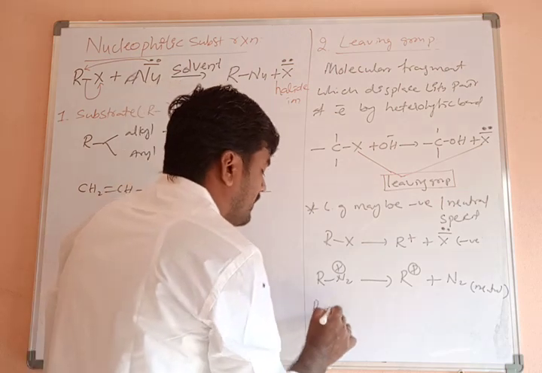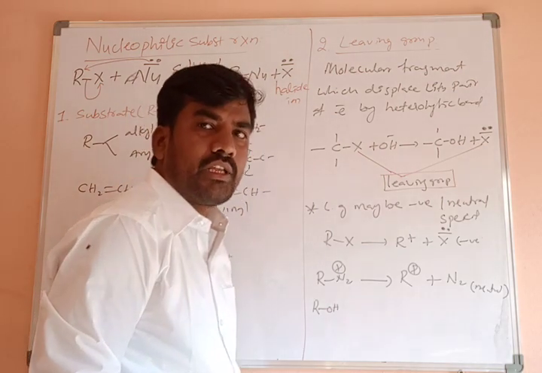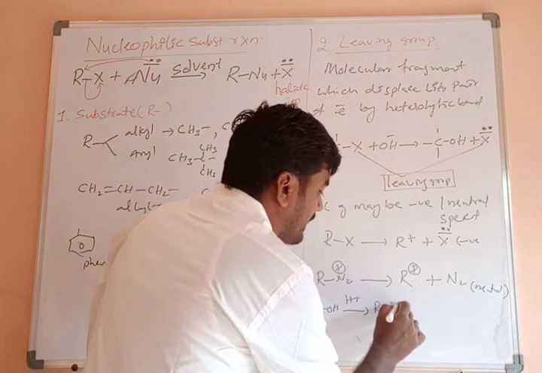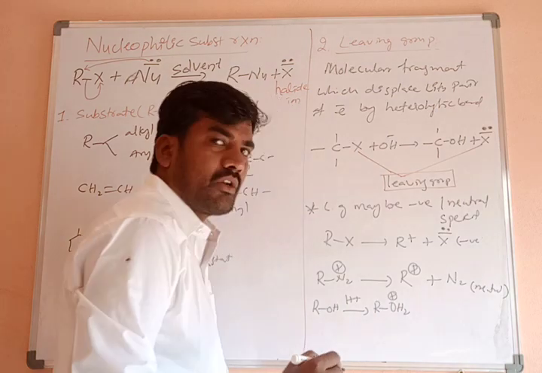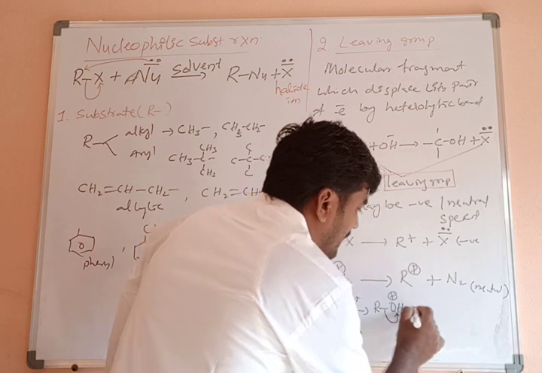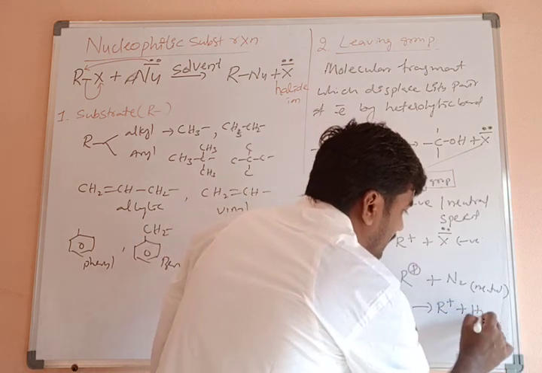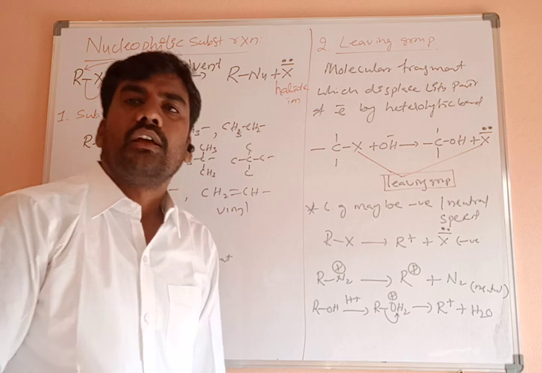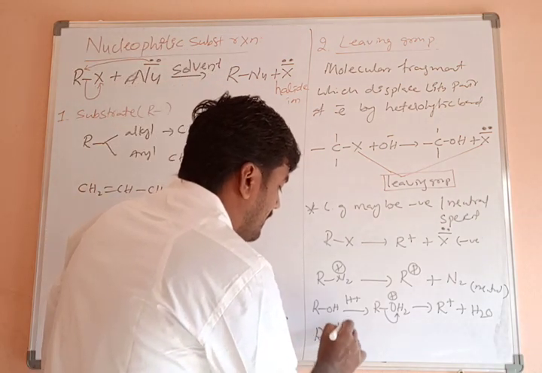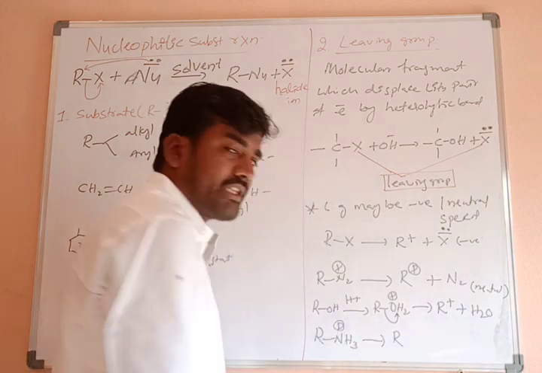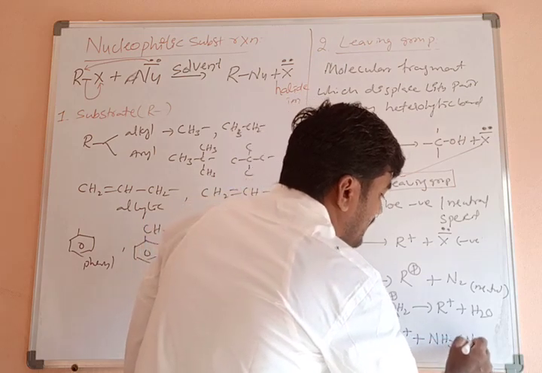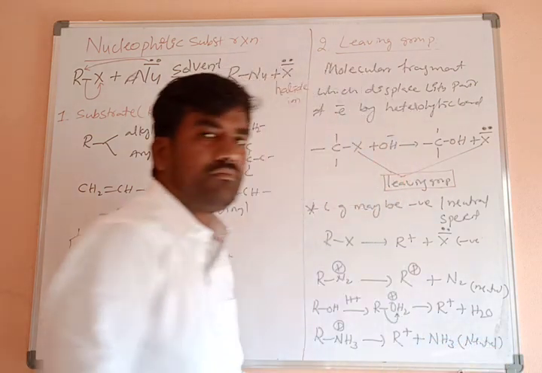Similarly, in alcohols, the hydroxyl group is a poor leaving group. When it is reacted with a strong acid, a protonated alcohol will form. Now, the OH2 plus group is a good leaving group. It leaves with a pair of electrons to form a carbocation plus H2O. H2O is a neutral leaving group. Similarly, RNH3 plus is also a highly unstable compound. It converts into R plus and NH3. NH3 is also a neutral leaving group.